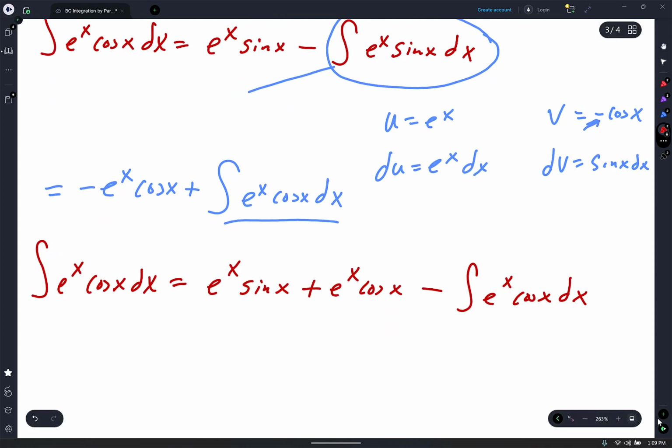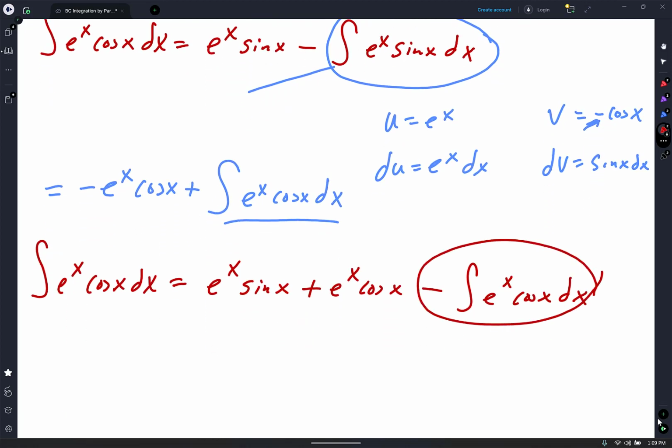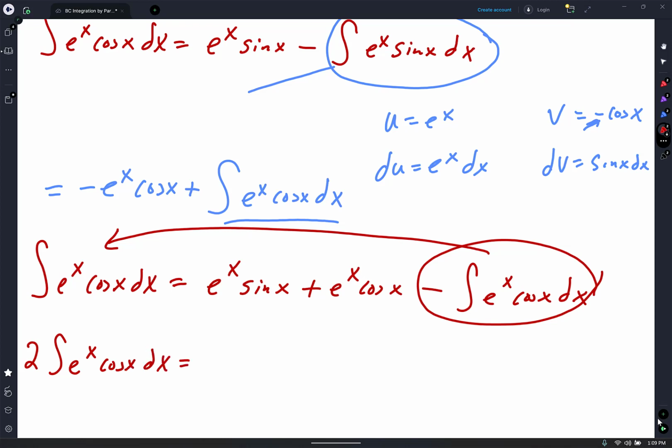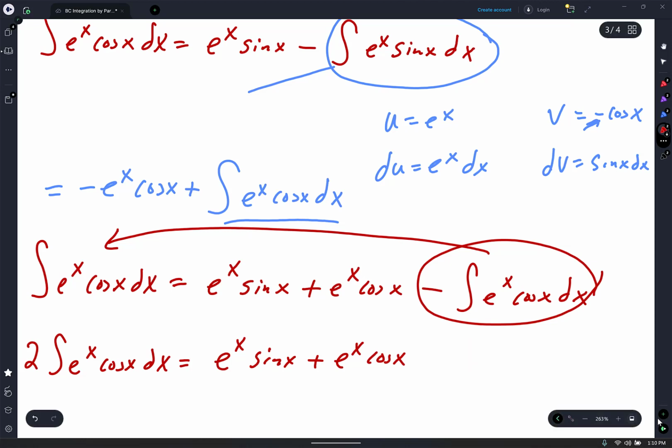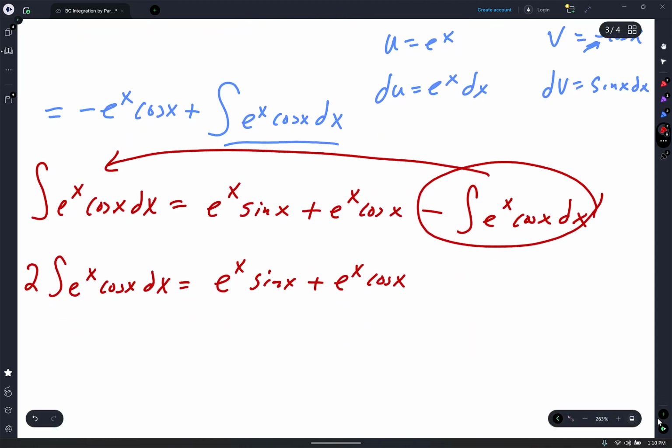Do you guys? Take this, move it to the other side. How many do you have? Not 0, because that's a negative 1. So when I move it to the other side, you're adding, so 2 of these. 2 times the integral of e to the x cosine x dx equals e to the x sine x plus e to the x cosine x, plus c. I'm going to put the plus c last because it doesn't matter. Why is it plus e to the x cosine x? When I moved it to the other side, it turned positive.